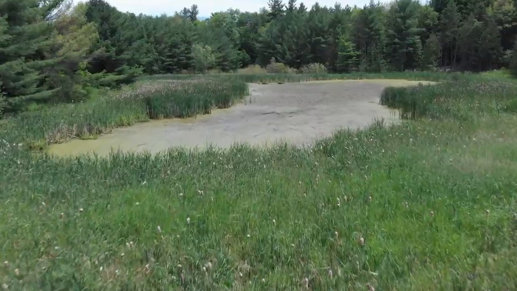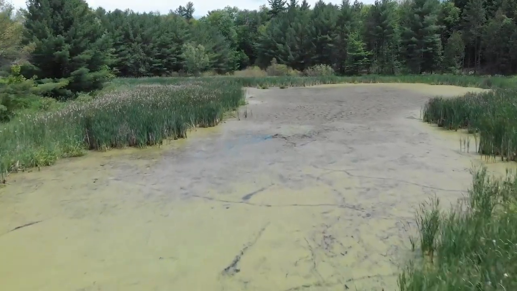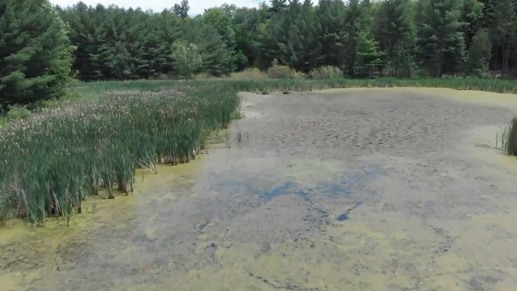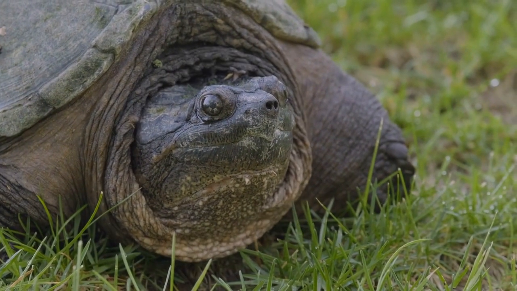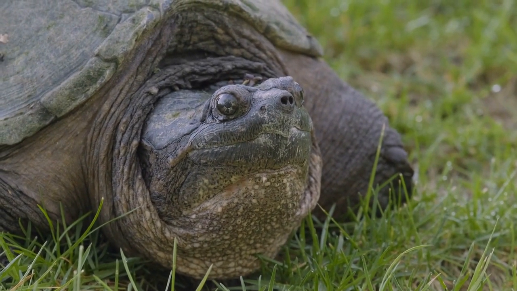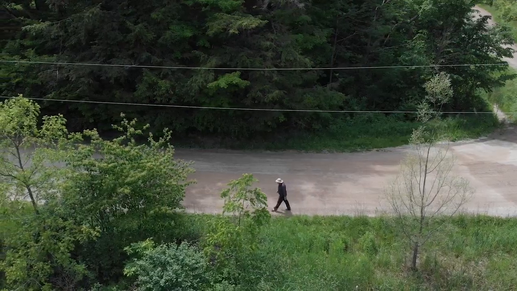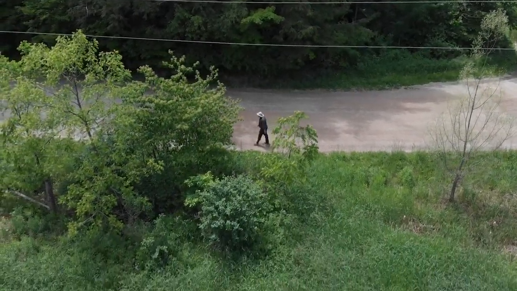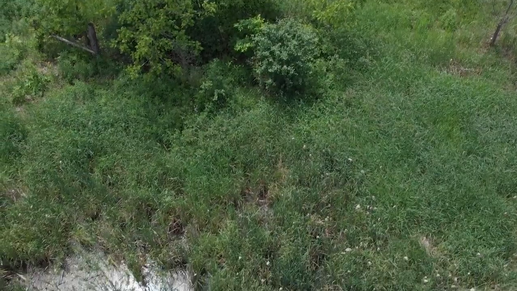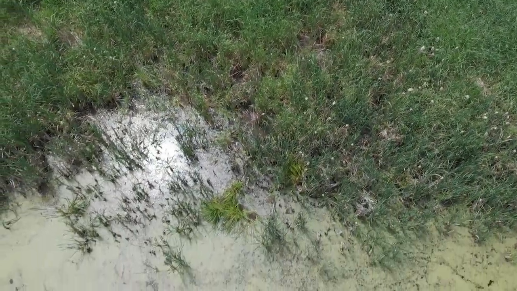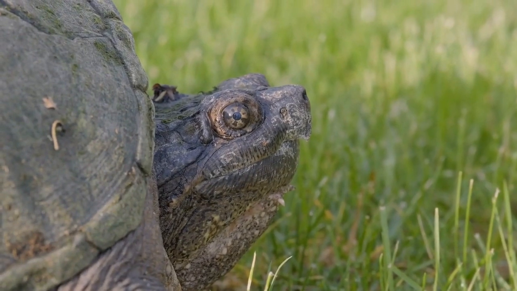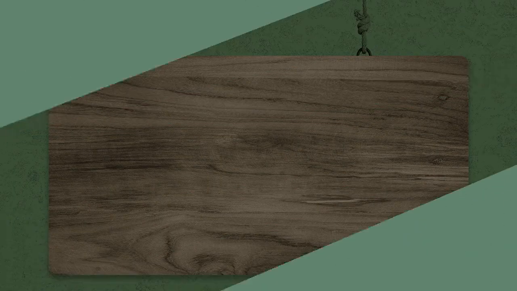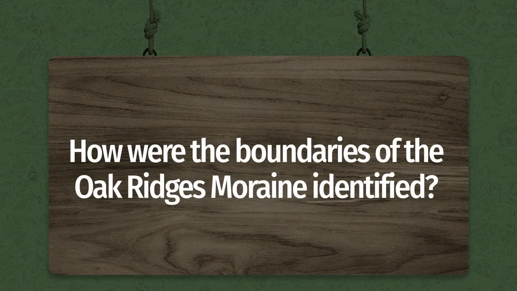Behind us there's a pond, and we saw a turtle out there earlier today, and I know there's a pond on the other side of the road. So is that what you mean by moving from one core area to another? Yeah, that would be an example of two small core areas. And movement of turtles, and we saw that turtle actually on the road. Yeah. That snapping turtle was moving from one area to another. That's exactly right. How were the boundaries of the Oak Ridges Moraine identified?